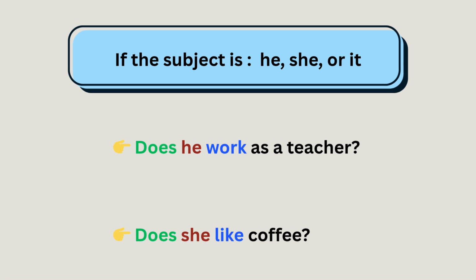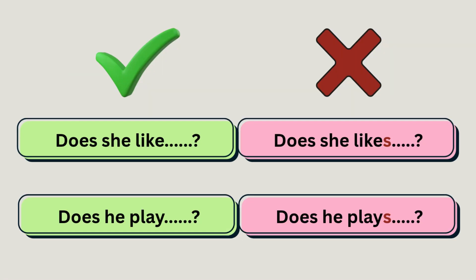Does she like coffee? And remember, even though in positive sentences we add S for he, she, or it, in questions we don't. We already use "does," so the main verb stays simple. Does she like? Not likes. Does he play? Not plays.